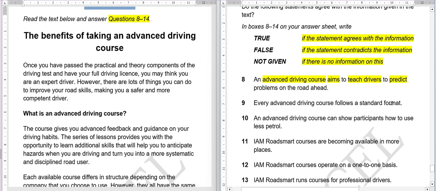What does predict mean? Yes, to anticipate, to guess. So you can guess what kind of problems you may face on the road ahead. Like there may be some foolish drivers out there. You cannot be fully dependent on the others. You have to take care of your own safety, something like that. So whatever they are teaching you, you will be able to predict whatever problems on the road ahead are there or can be there. I hope it is clear. Now we're going to read the paragraph and try to find the information.